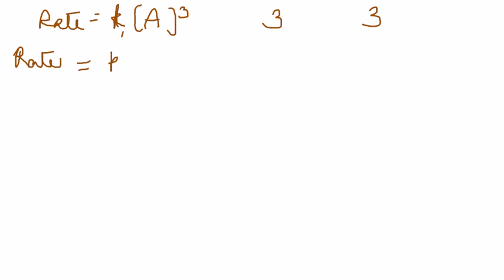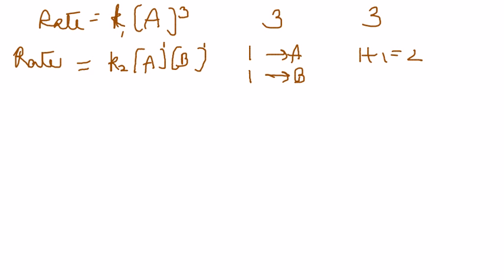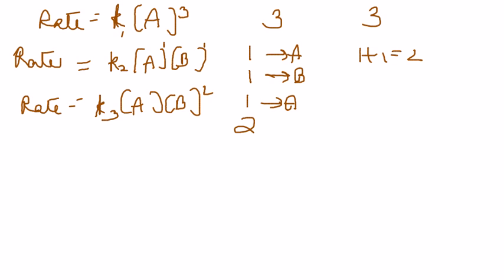The second one is rate equals K2, A, and B. Notice the power here is 1 each, so it's going to be 1 with respect to A, it's going to be 1 with respect to B, and since 1 plus 1 is 2, the overall order is going to be 2. The third one is rate is equal to K3, A, B squared. We would say it's 1 with respect to A, it's 2 with respect to B, and it's 1 plus 2, which is 3 with respect to the total reaction.